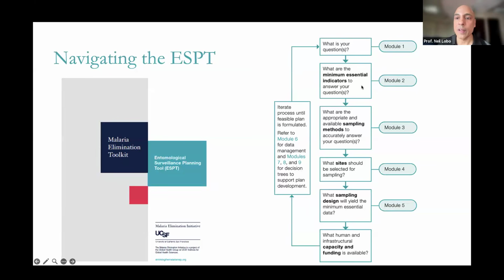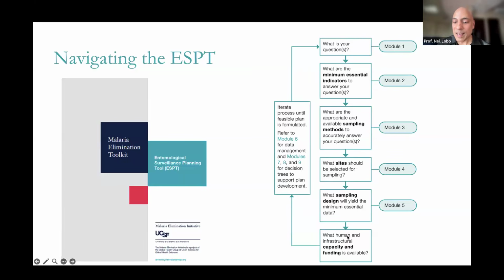Then the next step is, what are the essential indicators? What are the indicators that will answer your question? And the next step is, what is the sampling method that will collect the indicators that will answer your question? Do you see how this works? The next thing is, what site should we implement our sampling methods at to collect the indicators that will answer your question? I'm pretty sure you can see how this works now. And then, what sampling design at the specific site will enable you to implement your sampling method to collect the essential indicators to answer your question, right?